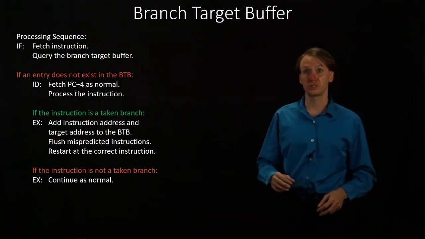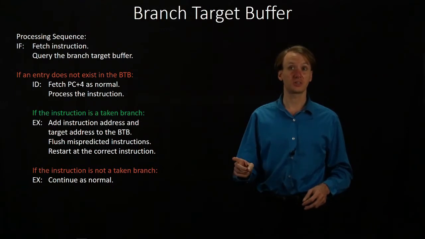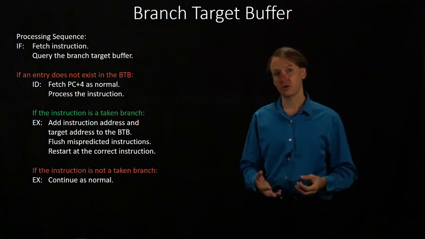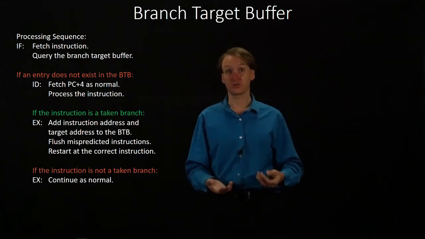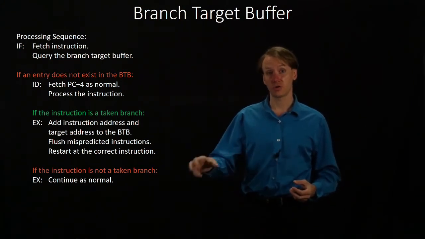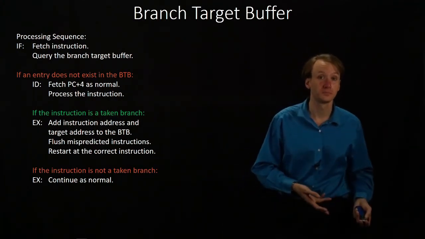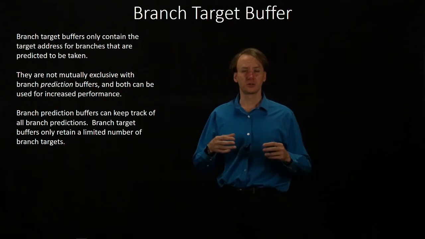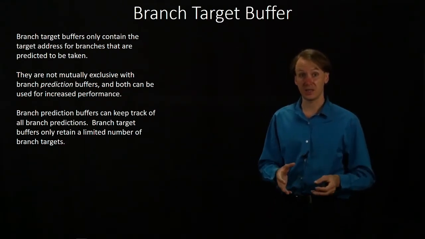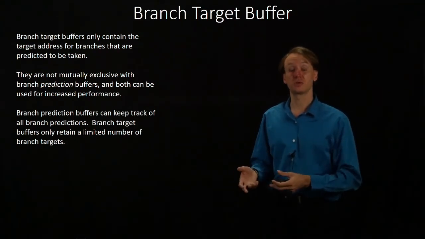On the other hand, if we discover that this was in fact a taken branch, then we want to add the instruction address and the branch target address to that branch target buffer. Then we will flush out all the mispredicted instructions and restart at the correct instruction. This way, the next time we get to this instruction, we'll have the program counter and the target address in the branch target buffer, and we can pull them out and use them. So branch target buffers only contain the target address for branches that are predicted to be taken. And in this case, we're really just doing that based on the performance of the branch last time.